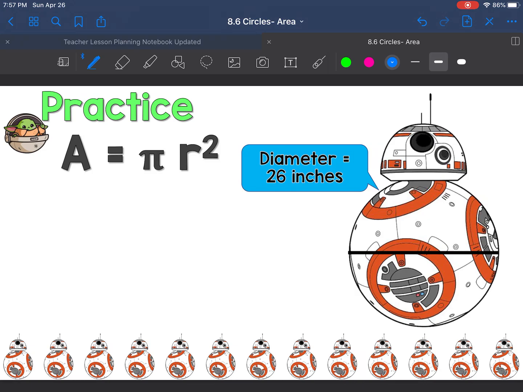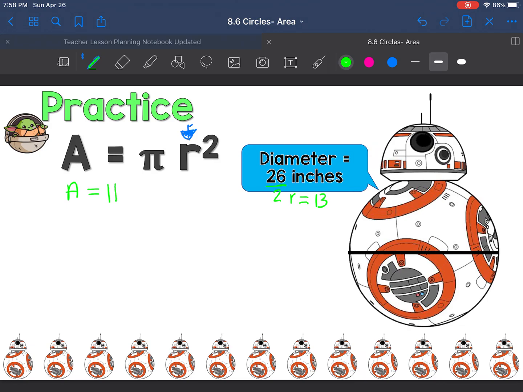Now, if we remember when we went back and talked about the parts of a circle, the radius is half of the diameter. So 2 radiuses equal 1 diameter. But for my formula, I need to know what the radius is, not the diameter. So in order to figure out what my radius is, I'm going to divide my diameter by 2. So 26 divided by 2 gives me a radius of 13. Now that I know what my radius is, I can substitute that into my formula.